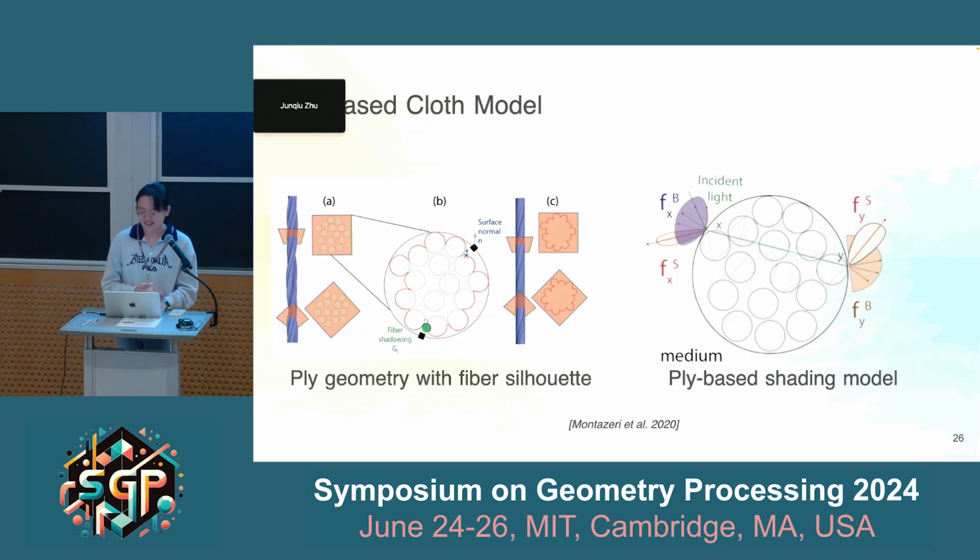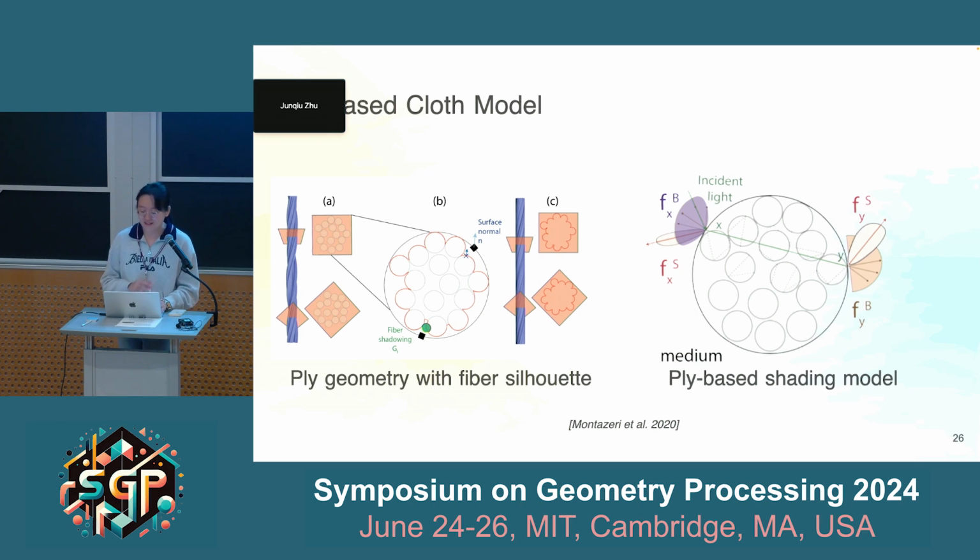As we mentioned earlier, the biggest problem with the appearance model is the large number of fibers. So the basic idea is to model the cloth only with the ply or yarn geometry, which reduces the complexity. However, we still want to see the details of the fibers. So Montazeri et al. proposed a ply-based cloth model. The model only needs the ply geometry as input and has fiber silhouette.